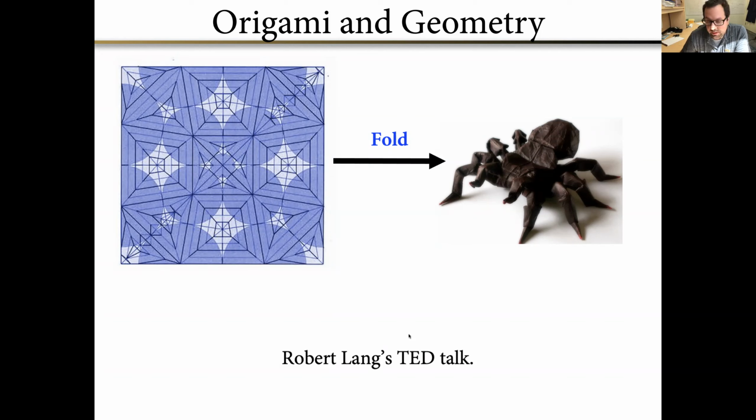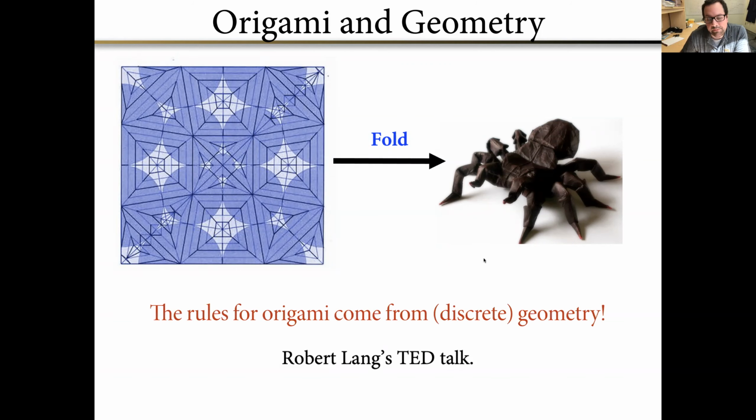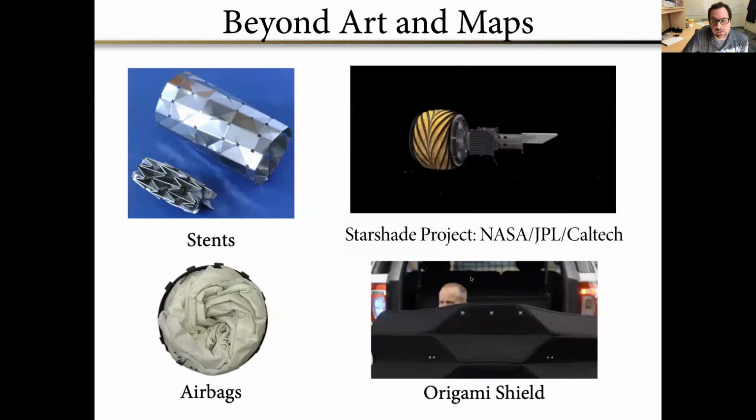If you want, there's a really good TED talk on this by Robert Lang, where he talks about a lot of the mathematics of origami. But again, the rules for this emergent structure come from discrete geometry. So this is not just a simple or a silly problem of art. This has applications. So for example, stents use this type of folding properties.